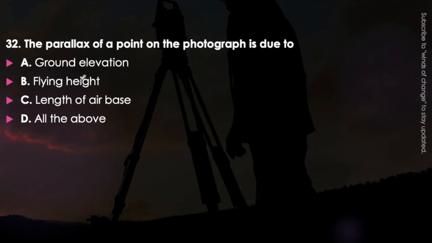Next question. The parallax of a point on the photograph is due to ground elevation, flying height, length of the airbase or all of the above. Just think about it. The parallax of a point on the photograph is due to all of the above, that is due to ground elevation as well as flying height as well as the length of the airbase. All of these are the important factors determining the parallax of a point on the photograph.